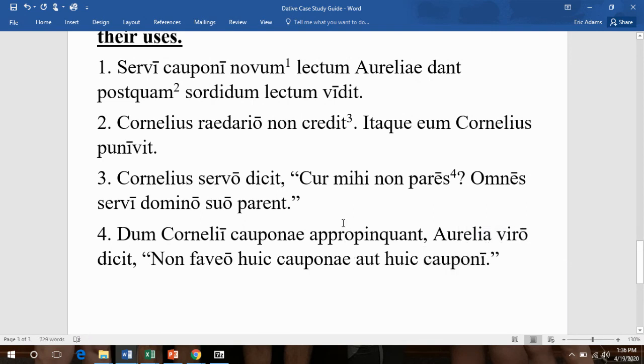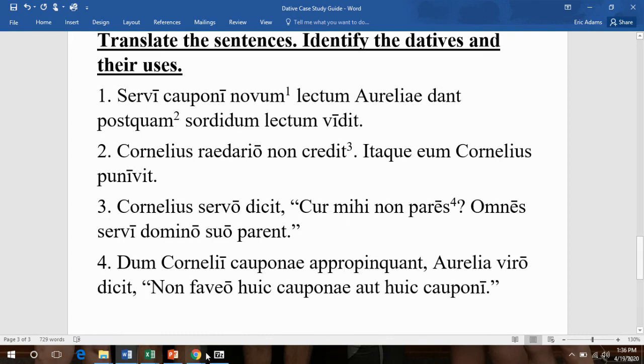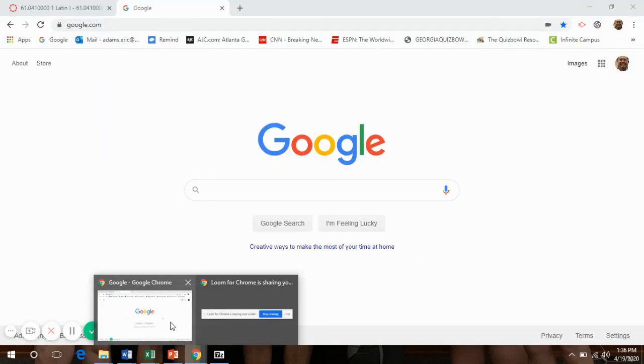So see if you can translate them, figure out which words are in the dative case, and I'll make another recording. So good luck, and thank you so much.